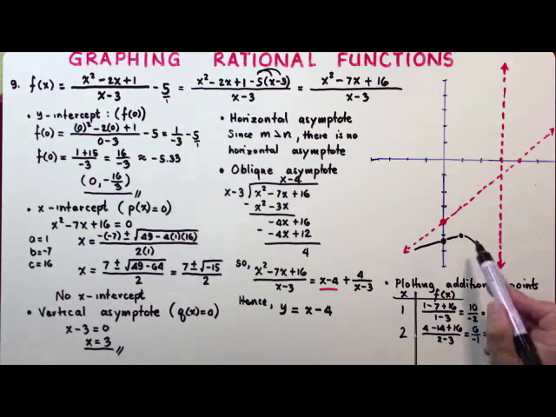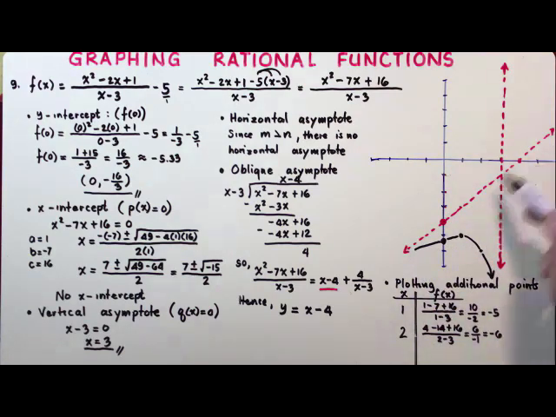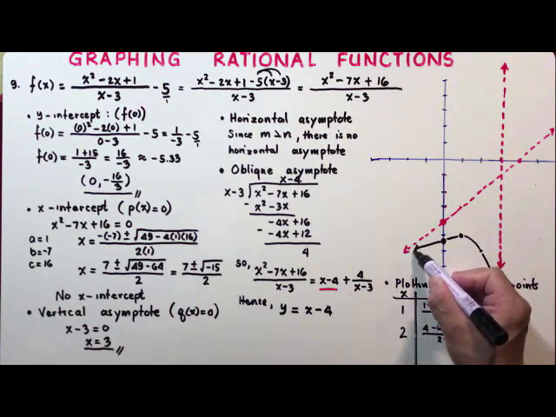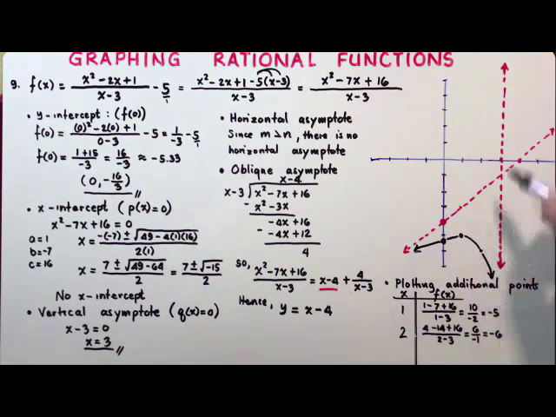So the curve is approaching this line, which is the oblique asymptote, and also the curve is approaching this line, which is our vertical asymptote. So we would like also to see the function at the right of this vertical asymptote, whether it's here or here. So say when x is 4, I want to see when x is 4.